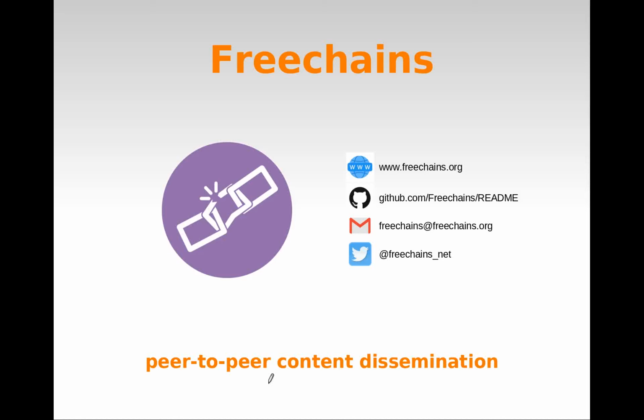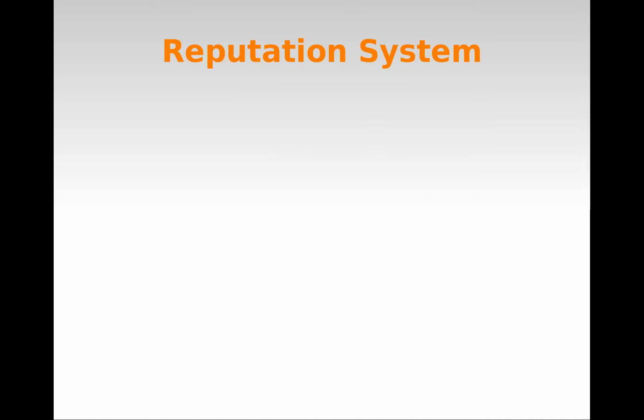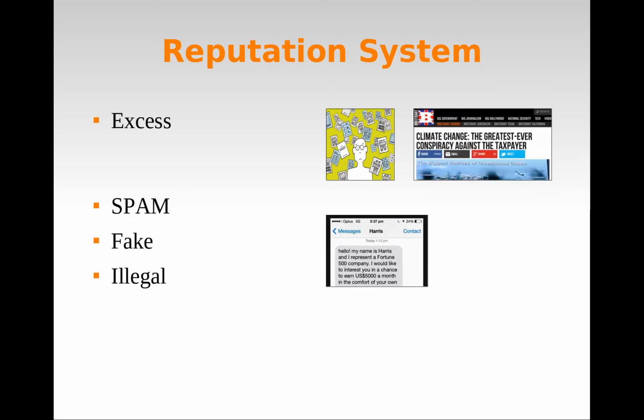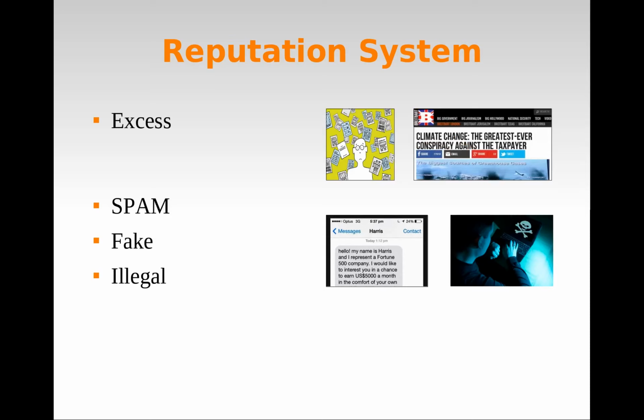This is the third part of the video. There are some challenges for a decentralized reputation system: the excess of information, the dissemination of unsolicited messages like ads, fake news, and also illegal content such as piracy.